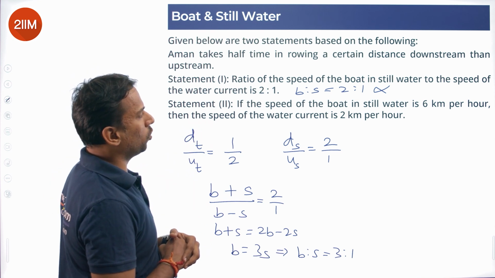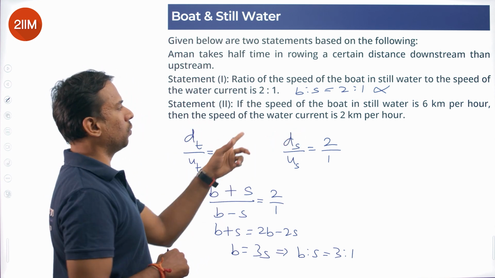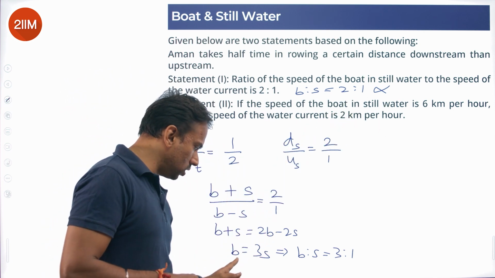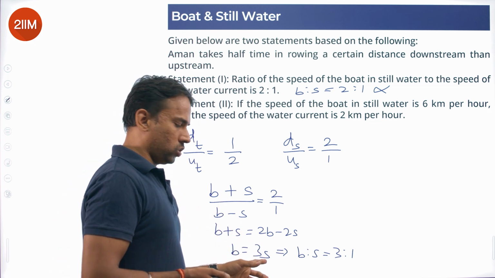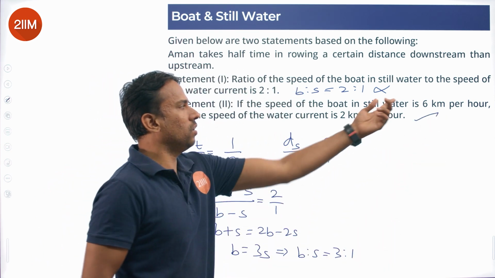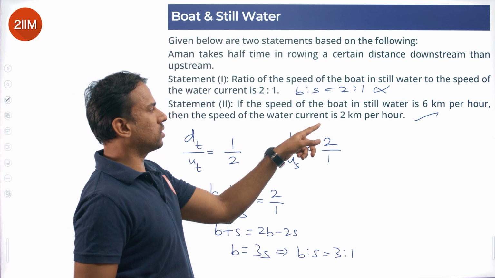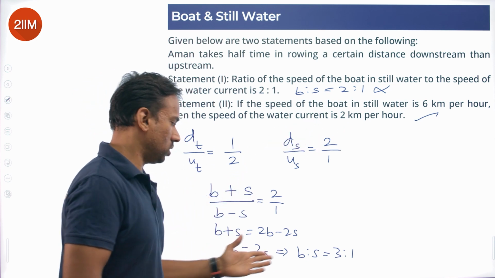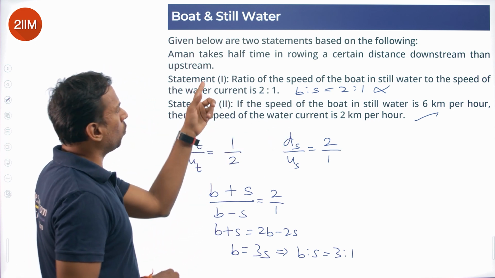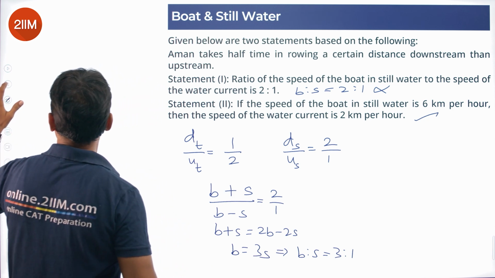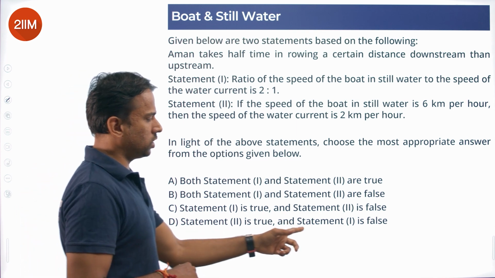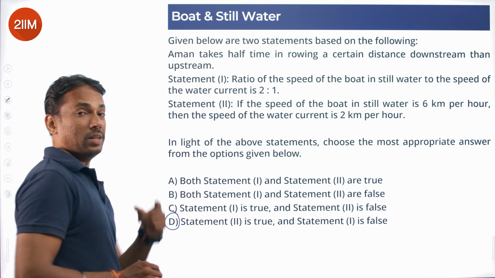Statement 2 says if the speed of the boat in still water is 6 km per hour, the speed of the water current will be 2 km per hour. So if this is 6, this will be 2. Perfectly correct. 3 2s are 6. So it's very clear. Second one is true, because this clearly follows this ratio 3:1. B is 6, S is 2, 3:1 ratio. That's sufficient for us to tell. Statement 2 is true, but 1 is false. We'll check this. Statement 2 is true and statement 1 is false. Option D should be the right answer. We'll check this.